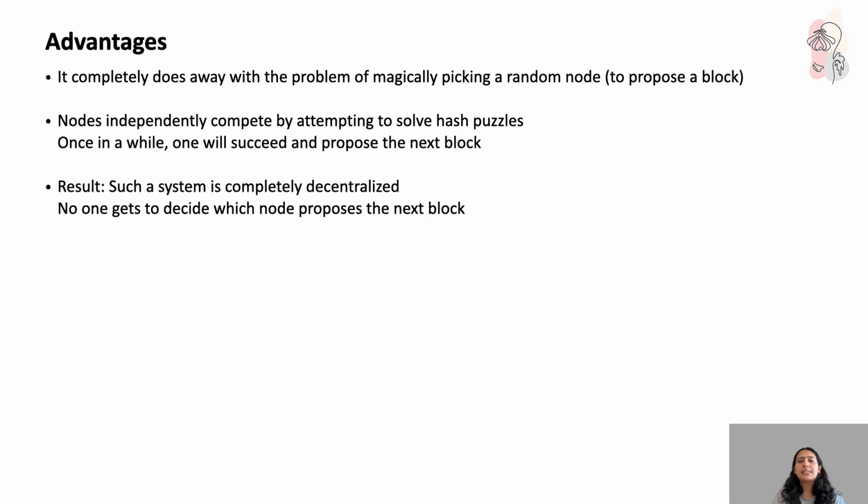Advantages, we studied about selecting a random node. So here there is nothing like a random node. The one who competes and wins is the one who gets to propose the new block into the existing blockchain. Nodes independently compete by attempting to solve hash puzzles. Once in a while, one will succeed and then will propose the next block. Result is what? The system is highly decentralized. No one gets to decide which node proposes the next block. It's just the nodes competing, and the one who wins gets the sole authority.